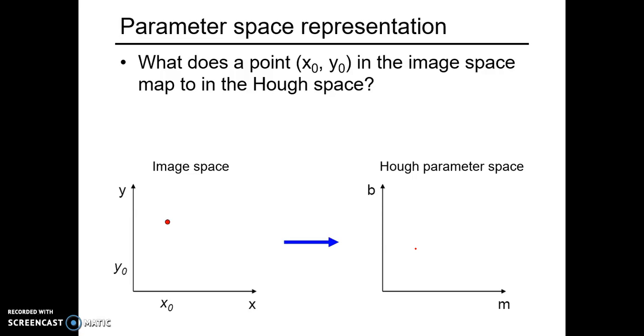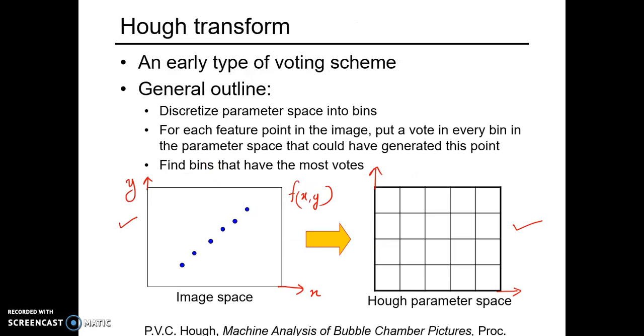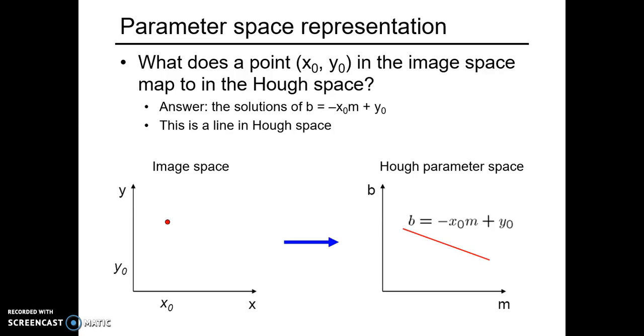Now I am taking one point. What happens to that point? The previous line is y = m0 x + b0. If I solve for b0, I can write b0 = minus x times m0 plus y.